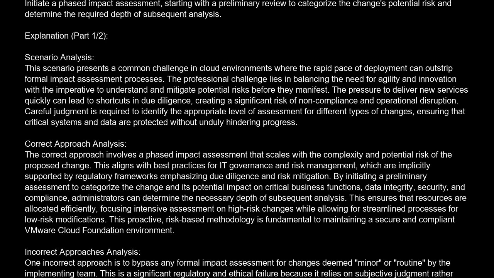Incorrect approach analysis. One incorrect approach is to bypass any formal impact assessment for changes deemed minor or routine by the implementing team. This is a significant regulatory and ethical failure because it relies on subjective judgment rather than objective criteria. What appears minor to one team could have cascading, unforeseen impacts on other systems or critical business processes, potentially leading to data breaches, service disruption, or compliance violations.